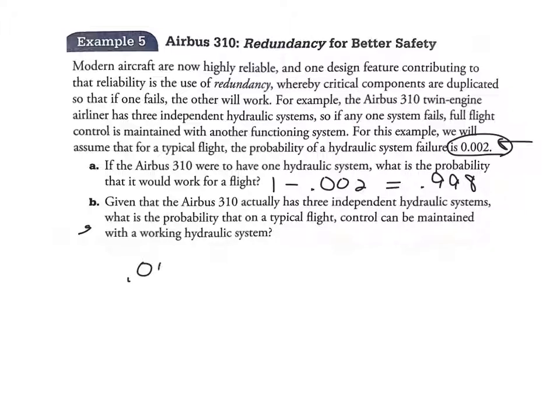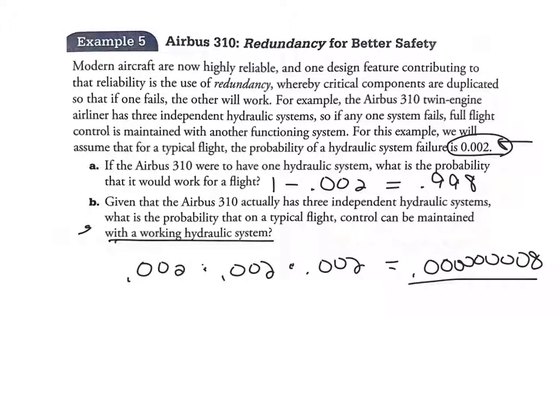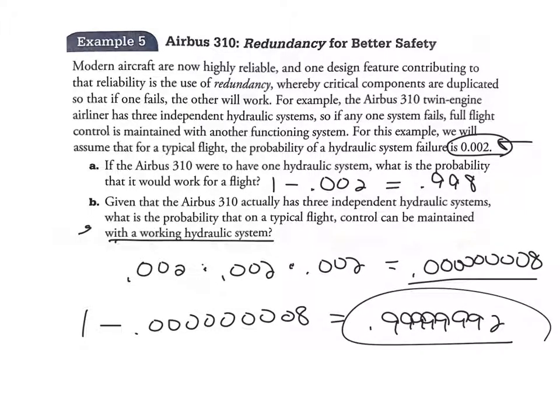Okay, so that's the probability of failure for the first one, this is the probability of failure for the second one, and that's the probability of failure on the third one. So the probability that all 3 of them were to fail would be, oh my gosh, 1, 2, 3, 4, 5, 6, 7, 8 zeros with an 8 at the end. So what's the probability that control can be maintained with a working one? Well, that's the complement of the probability that all 3 fail. So the probability that at least one is going to work would be 1 minus all of that, which would give me 0.999999992.